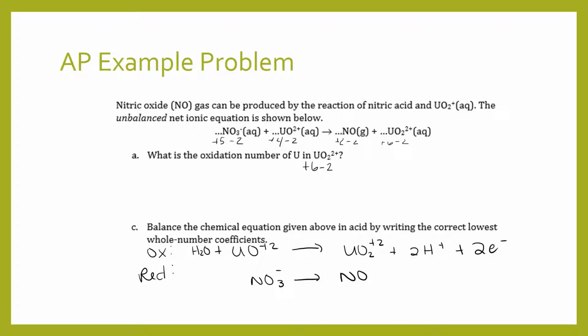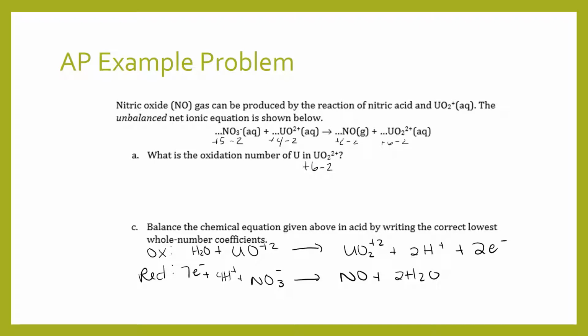In my reduction reaction, I have 3 oxygens on the left, 1 on the right. So let's go ahead and add 2 waters in over here. I need to then add 4 H pluses on this side. Now let's look at our charges. On the right-hand side, there is no charge. On the left-hand side, I have +4 minus 1, which is +3. So I need to add 3 electrons here in order to make this work out.